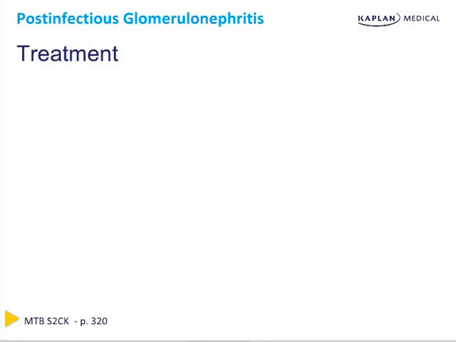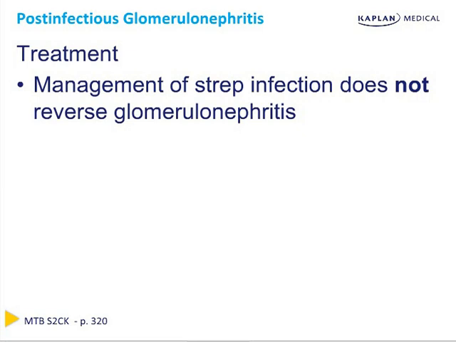It's important to note that the treatment of the offending bacteria will not reverse the glomerular nephritis, and treating strep throat with amoxicillin, for example, will not prevent post-strep glomerular nephritis from occurring. Remember, we treat strep with amoxicillin or with another penicillin to prevent the development of rheumatic fever, not glomerular nephritis.